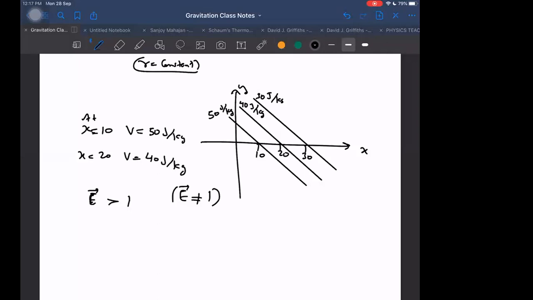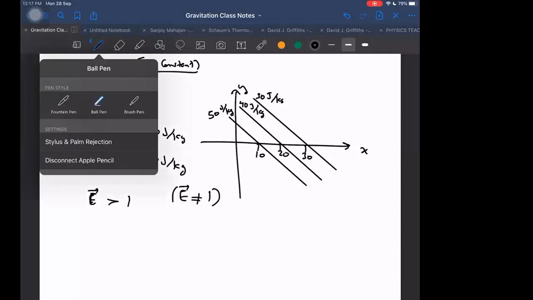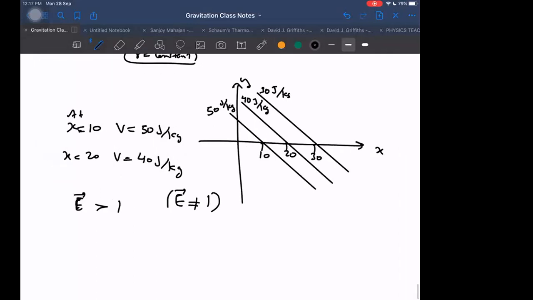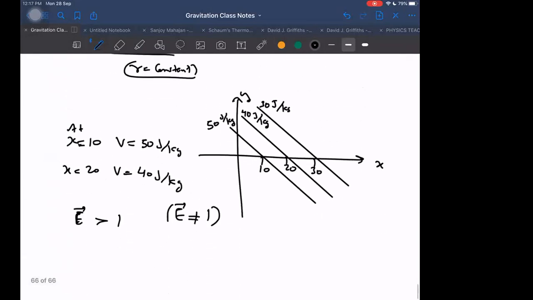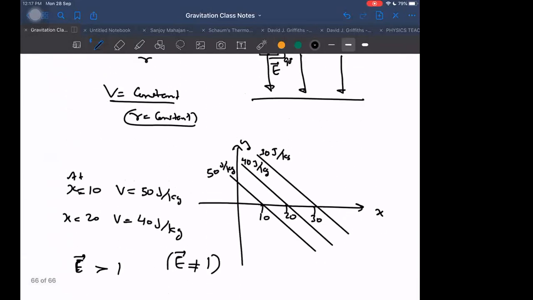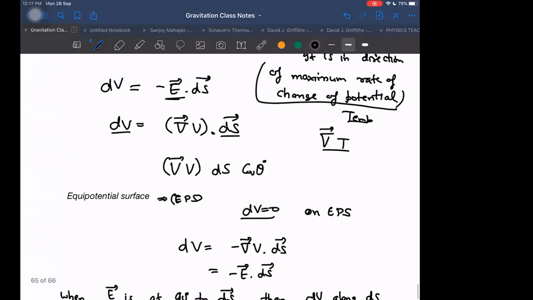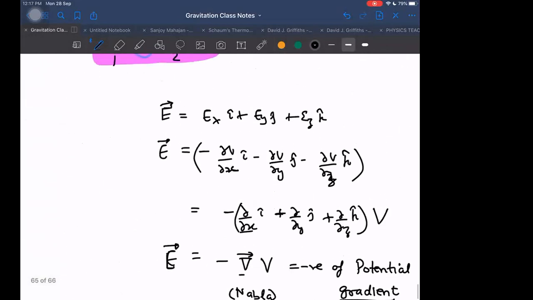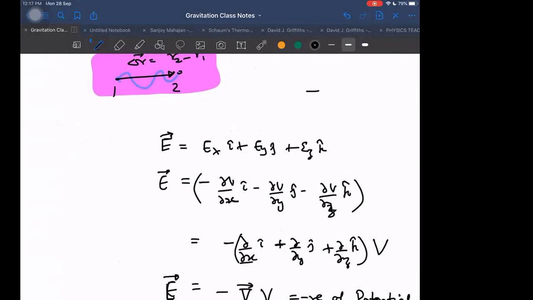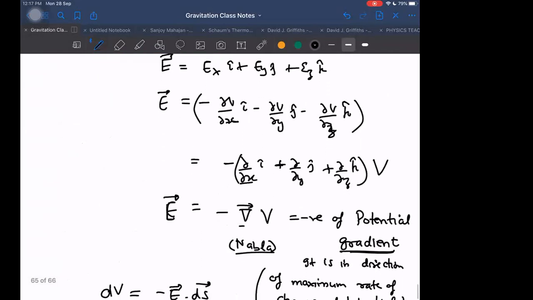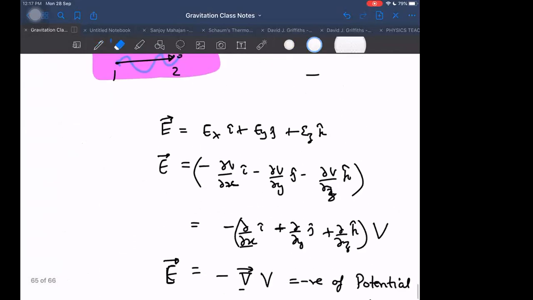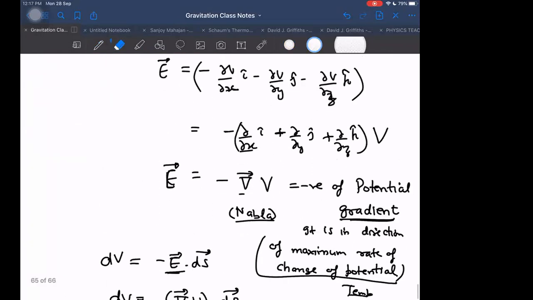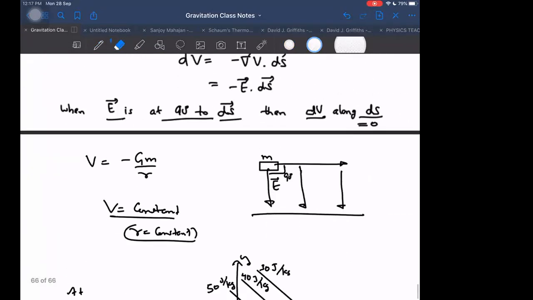We can define E. E will always be pointing from high potential to low potential. You can write it somewhere: E will always be pointing from high potential to low potential. How do we know that E is always pointing from high potential to low potential? Because it is negative of the change in potential per unit distance. So it is going from high to low potential.